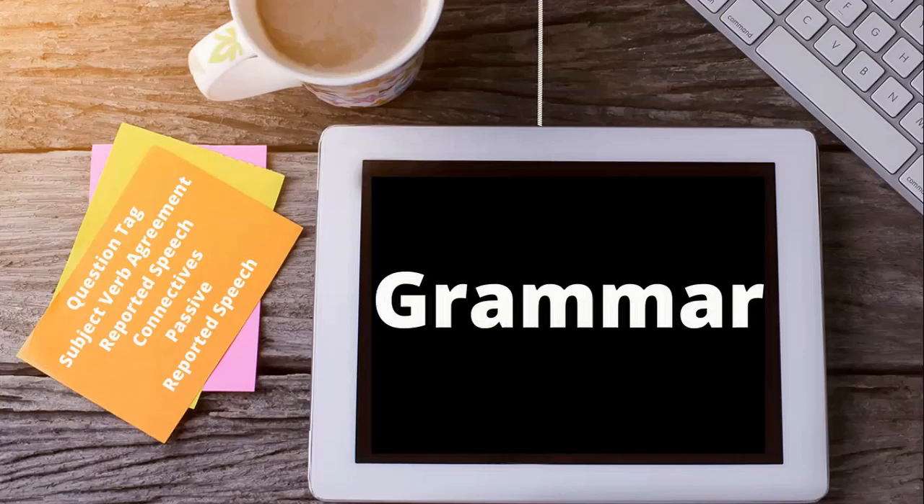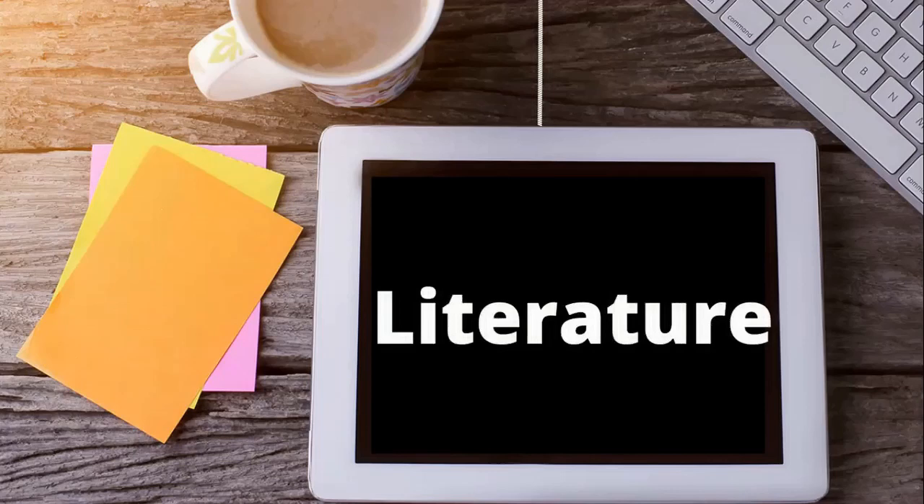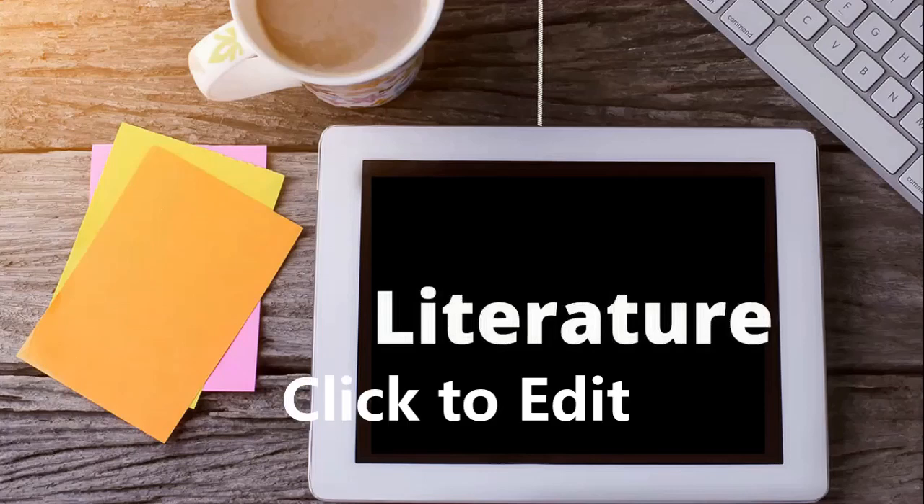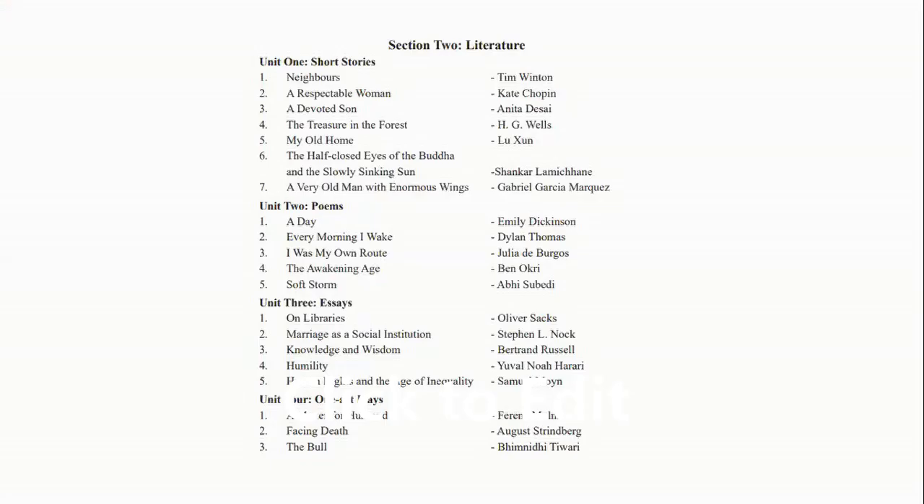The second section of Grade 12 English is literature. Literature section includes stories, poems, essays, and one-act plays. You can see on the screen, we have got 7 short stories. One you can see even from our own Nepali writer Shankar Lamichhane, The Half-Closed Eyes of the Buddha and Slowly Sinking Sun by Shankar Lamichhane.